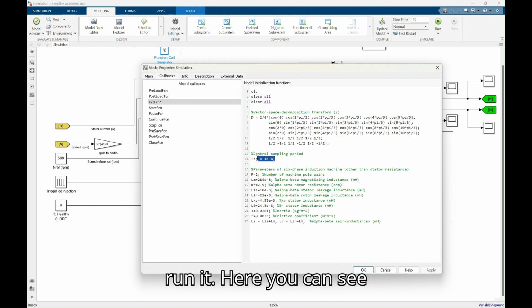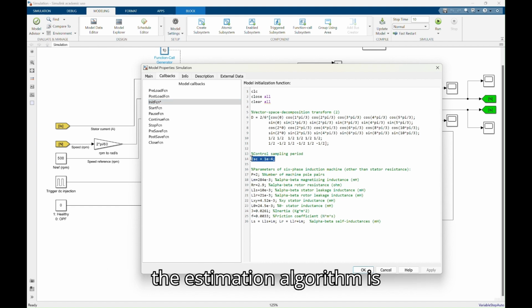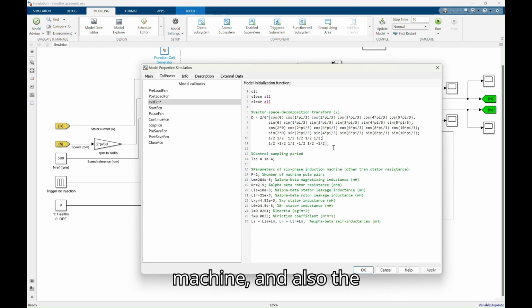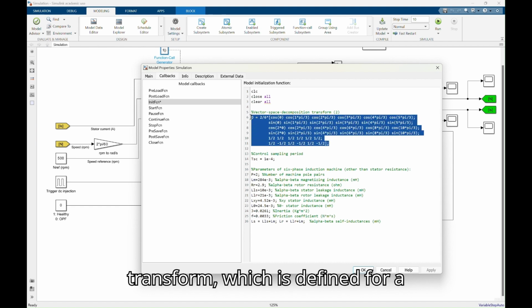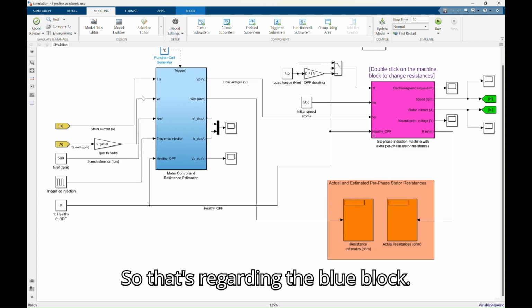So here you can see that the period of the controller and of the estimation algorithm is 100 microseconds. So this means that the sampling frequency is 10 kilohertz. Here you have also some parameters of the machine, and also the vector space decomposition transform, which is defined for a six-phase symmetrical machine. So that's regarding the blue block.